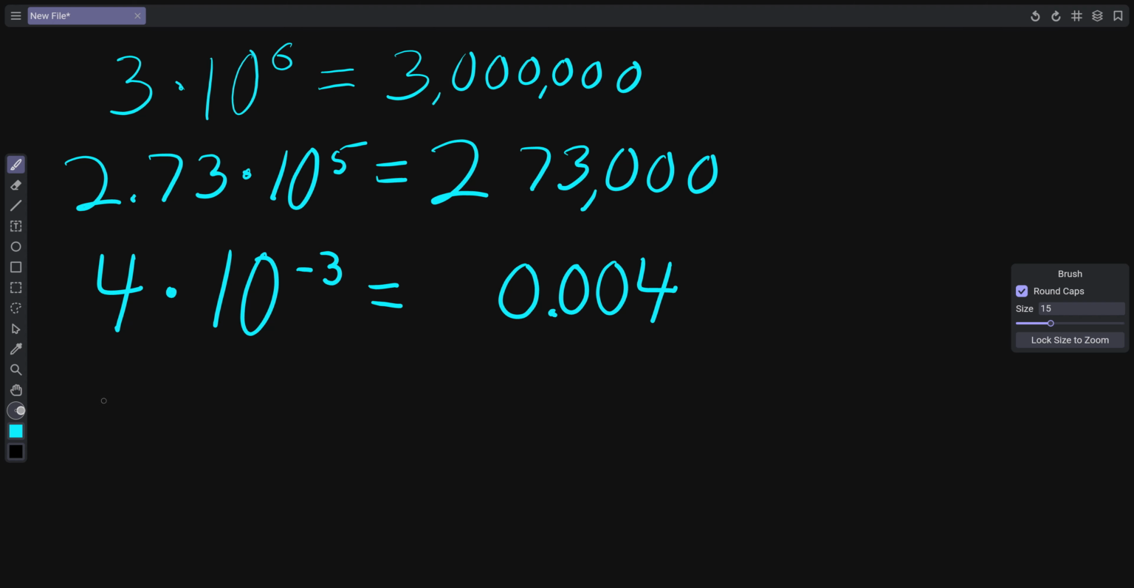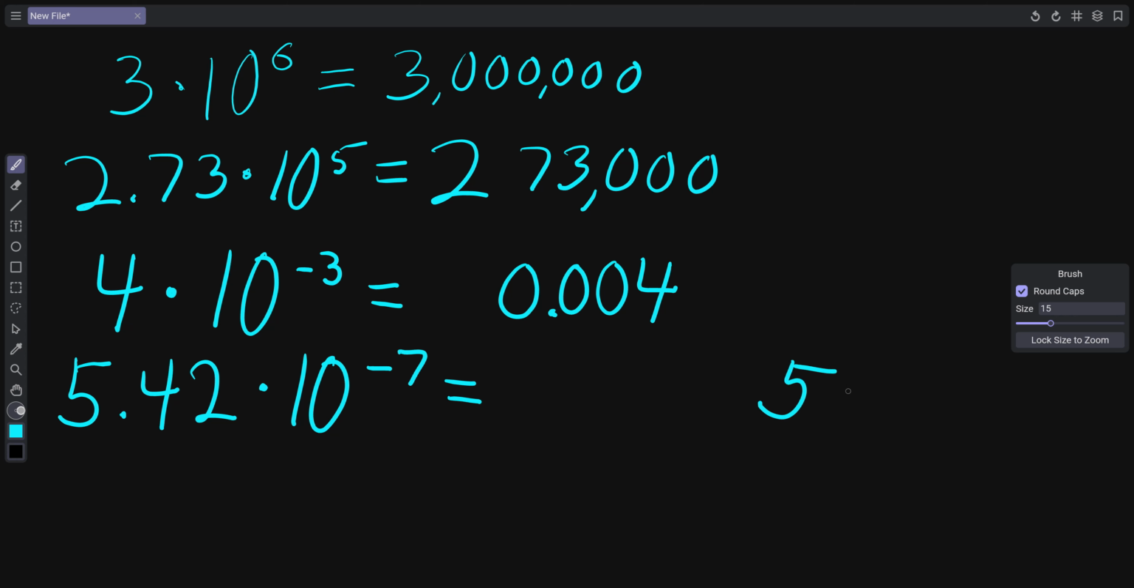And finally, to drive the point home, let's say we had 5.42 times 10 to the negative 7th power. Well, we would give ourselves a good amount of space. I'm going to put it here, 5.42. And then we would do 7 hops to the left. So we would do 1, 2, 3, 4, 5, 6, 7. We would put a decimal point here.